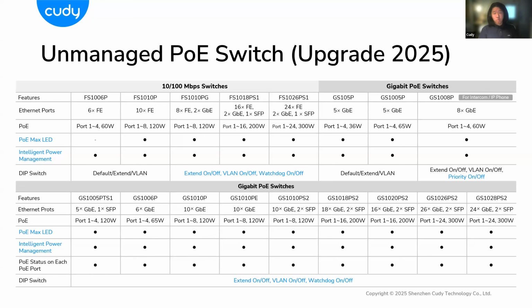So this tells you how many ports provide PoE features, and the wattage behind the ports, indicating how much power it supplies to the end clients. And they also have some PoE Max LED and intelligent power management. Why do we need that? Let's talk about it.